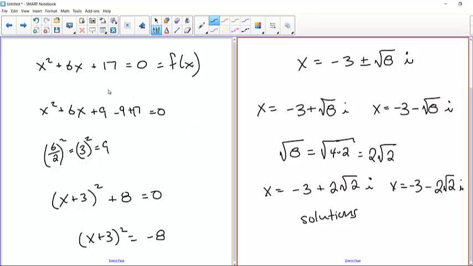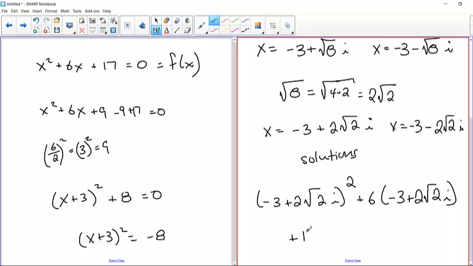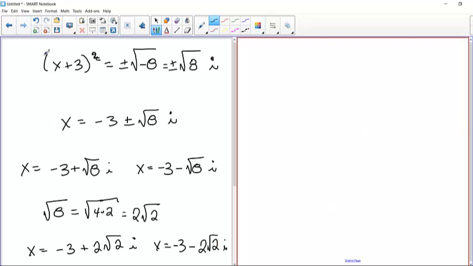Where you can plug those into your original quadratic equation and get 0. Which we haven't done, so let's actually do that, just so you can see what goes on here. So let's take one of these. So how would you do that? So we square that, so it would be negative 3 plus 2 square root of 2 i squared plus 6 times negative 3 plus 2 square root of 2 i plus 17. So I'm just plugging it in the original equation.